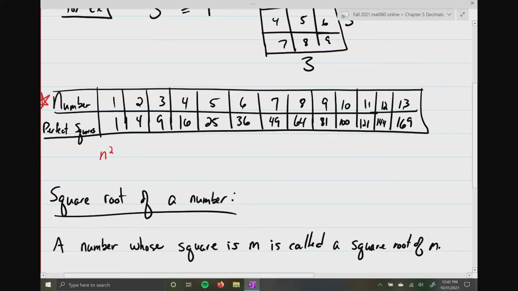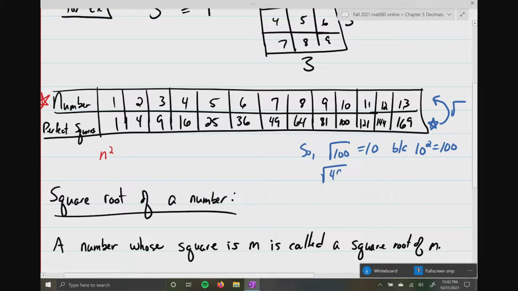Now, in blue on the far right-hand side, if I give you the perfect square and I want the original number, that is when we use the square root. So, the square root of 100 equals 10 because 10 to the second equals 100. Another example. The square root of 49 equals 7 because 7 to the second equals 49 and so forth, okay?